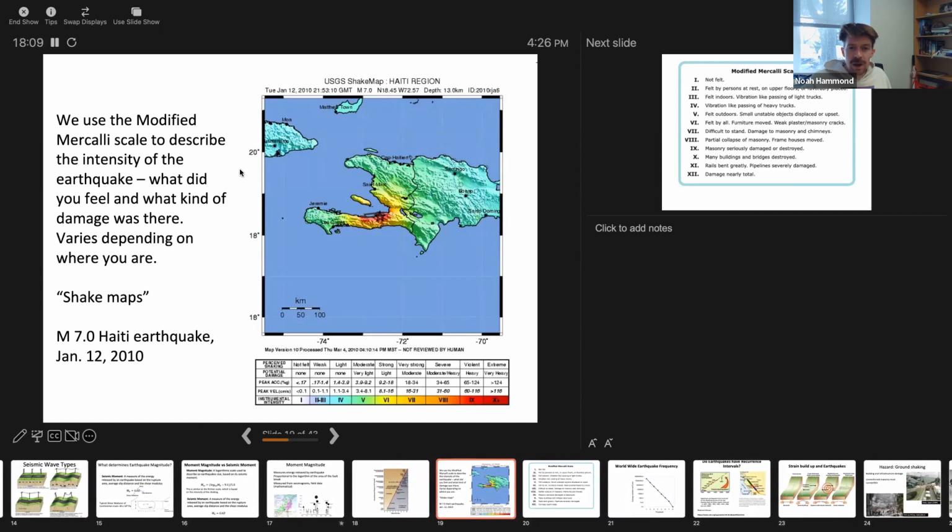Some people use slightly modified intensity scales to discuss how powerful earthquakes are. You can use what's called a modified Mercalli scale, and that describes the intensity of the shaking that people actually feel. So this is a shake map for the earthquake in 2010 in Haiti, and you can see that this is what actually counts as how much shaking was there at the surface rather than what the fault was doing. So this got up to a magnitude 10 on this Mercalli scale.